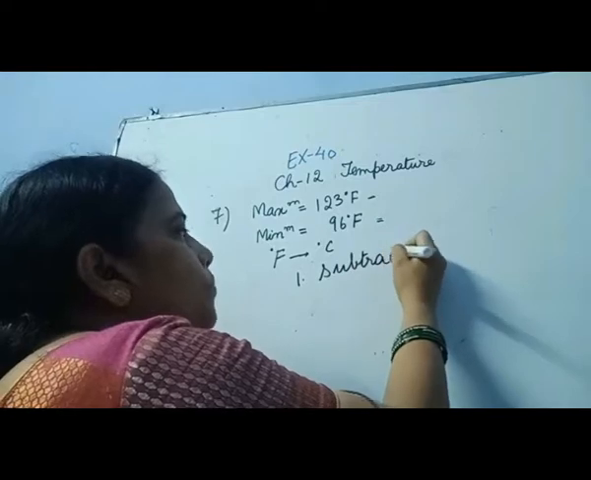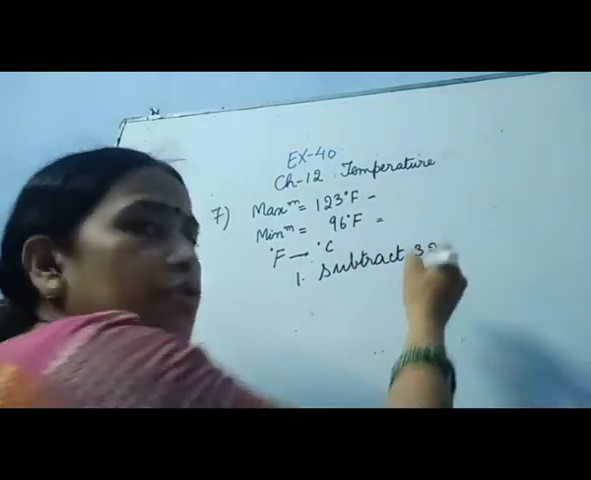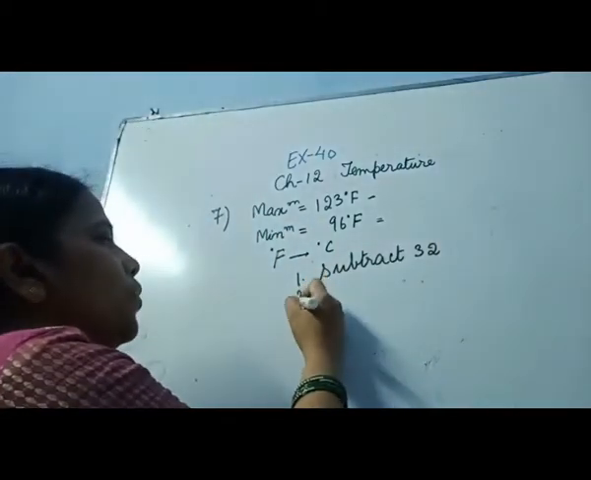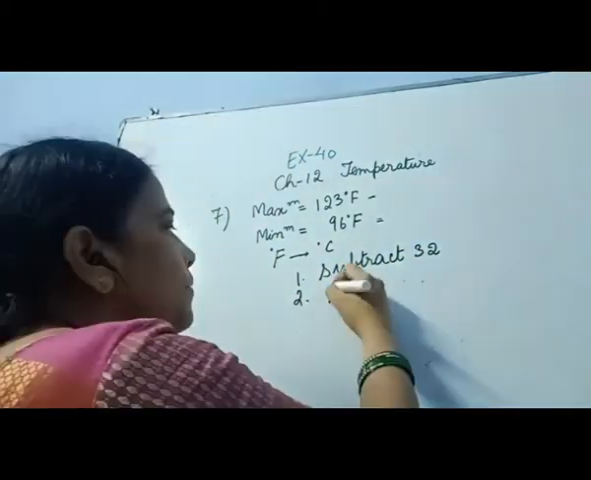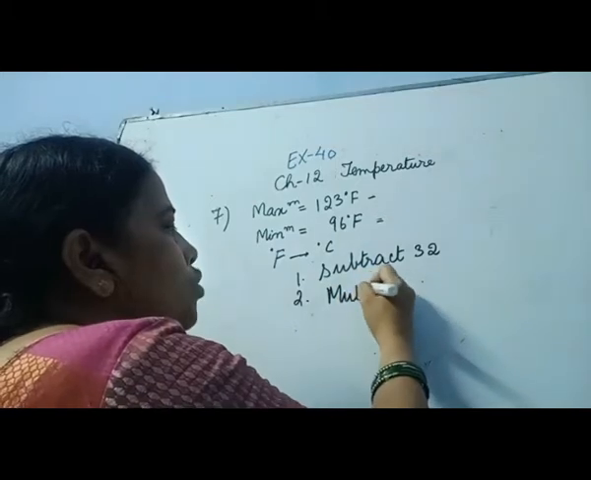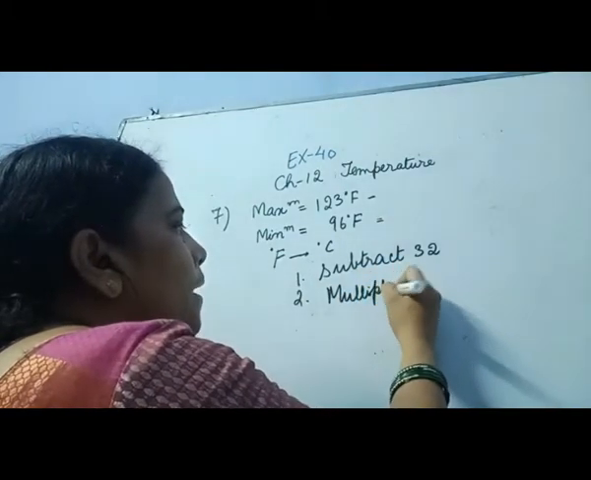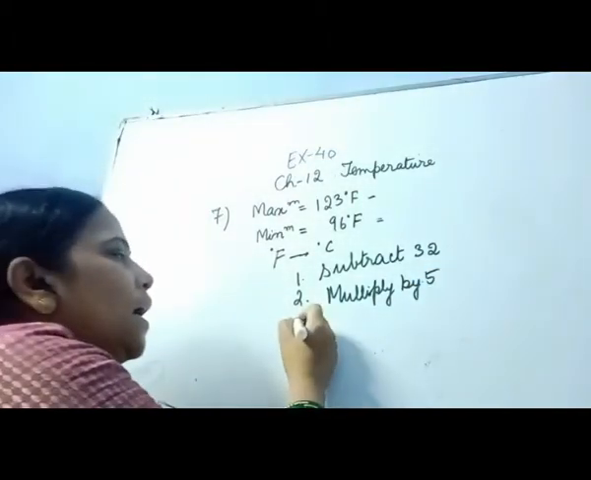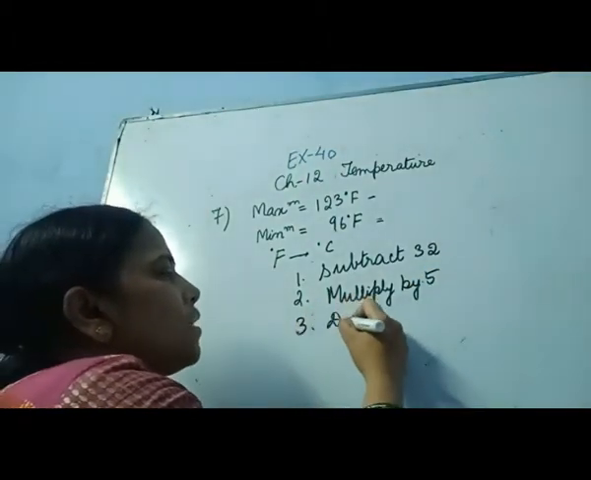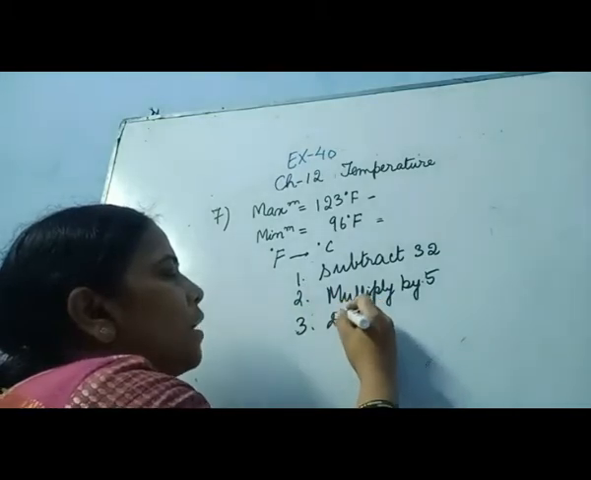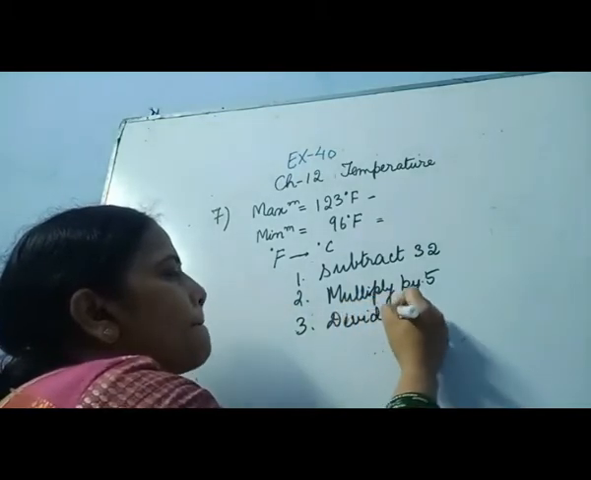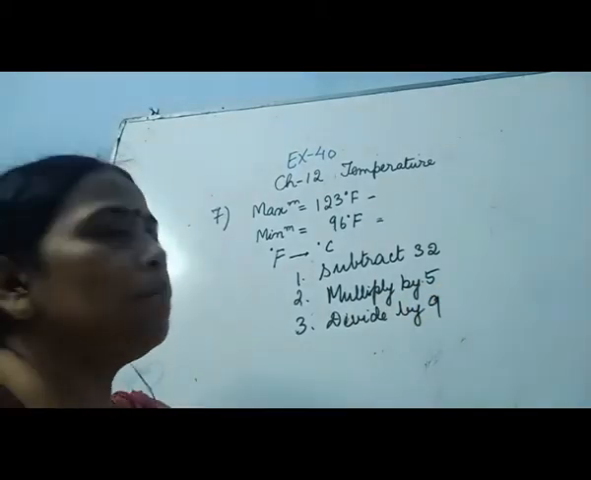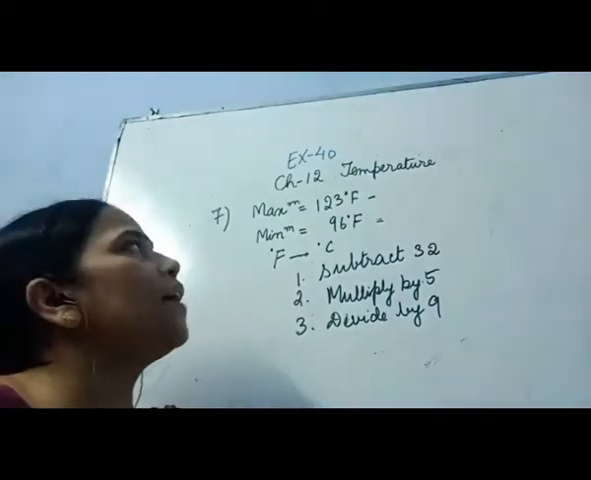Subtract 32. After subtracting 32, multiply by 5. And the third one is divide by 9. Subtract 32, multiply by 5 and divide by 9.